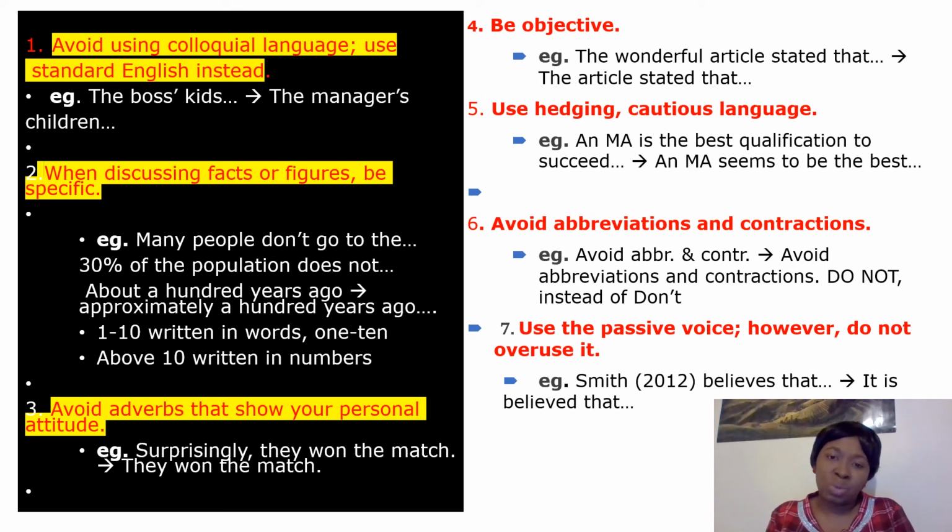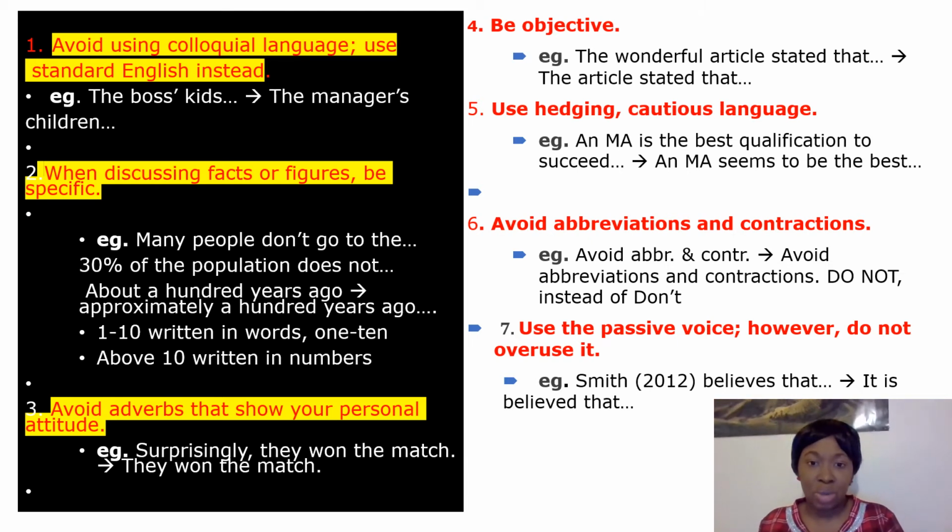Okay, so going back to using cautious language or hedging, take an example. An MA is the best qualification to succeed in. Now, it could be that maybe research is showing that a number of students who had an MA succeeded in a particular field. You could put it that way, or you could use hedging words like an MA seems to be, right? Perhaps it is.